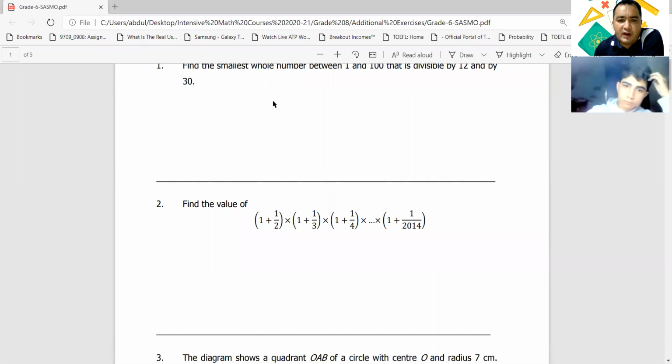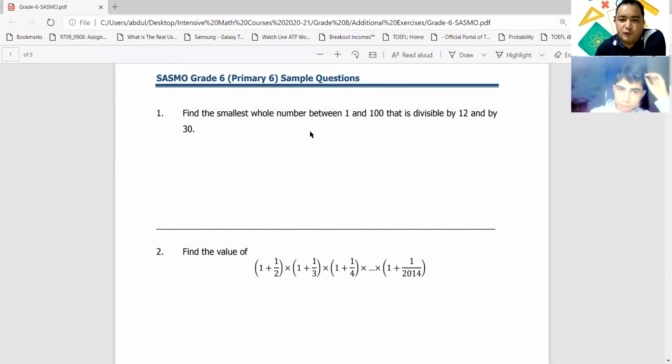No, I don't know. Find the smallest whole number between 1 and 100 that is divisible by 12 and by 30, right? That's divisible by 12 and 30. So to do this one, what is the smallest number? That means that we need to find the least common multiple, right?